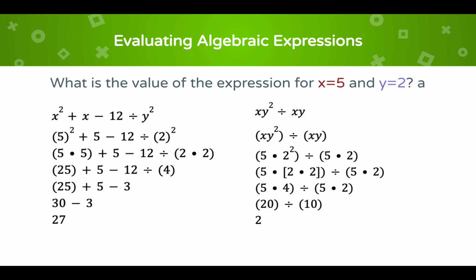Well, 5 times 4 is 20, 5 times 2 is 10. We simplify our groups first because we do parentheses before division in order of operations. So we get 20 divided by 10, which is just 2.